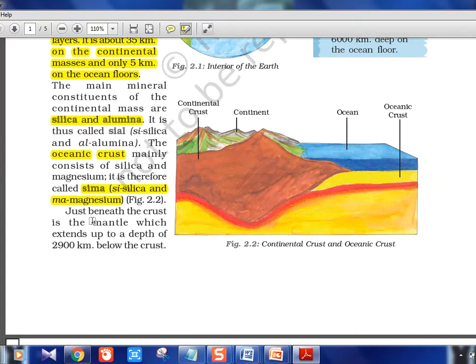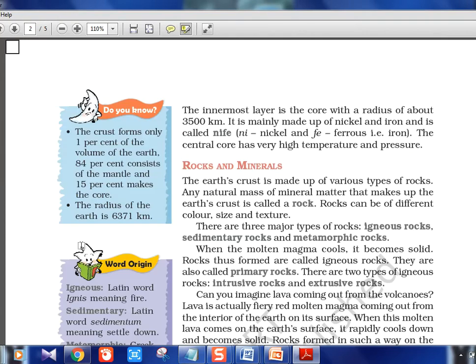Okay, just below that we have the mantle, which is 2,900 kilometers. After that we have the core. Core is 3,500 kilometers, and it is the innermost layer. It is mainly made up of, like this knife, you can remember, NiFe, nickel and ferrum. This is iron. Okay, the central core has very high temperature and high pressure. That's why we cannot go deep into it.